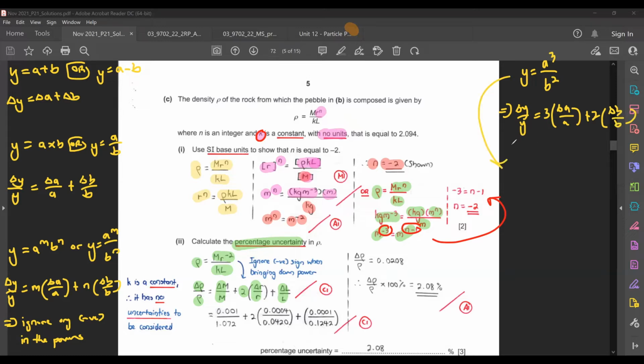Now this same equation, if you look at it, you could have also written as a power 3 b power minus 2. So does that mean that this one will become like this?